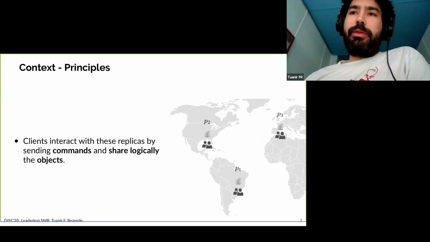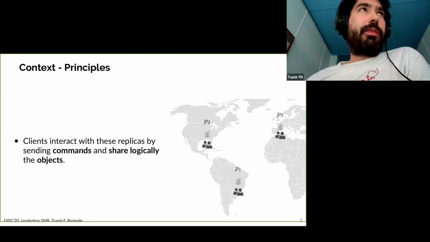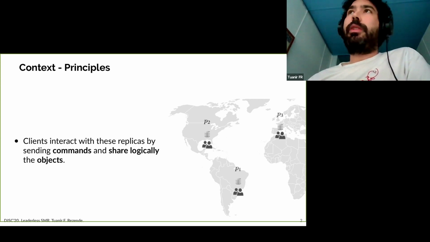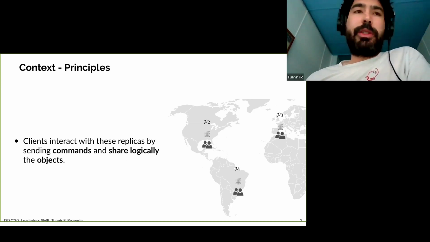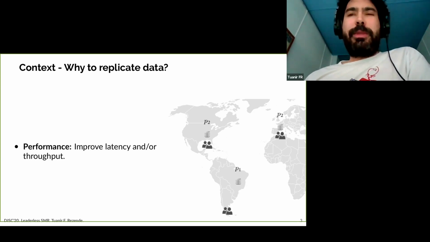And it's interesting to note that in recent years, things have become increasingly more geographically replicated. So I put this in this example as well, as the clients can be far away from each other. But now it begs the question, why do we replicate data? One of the reasons is for performance.